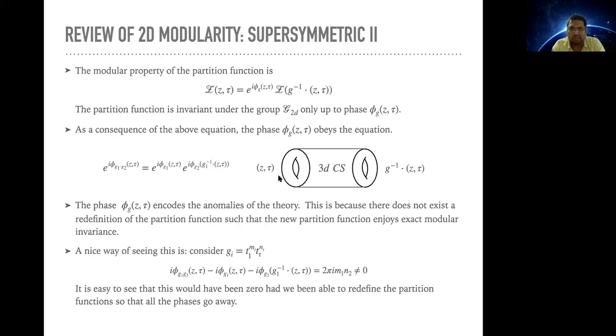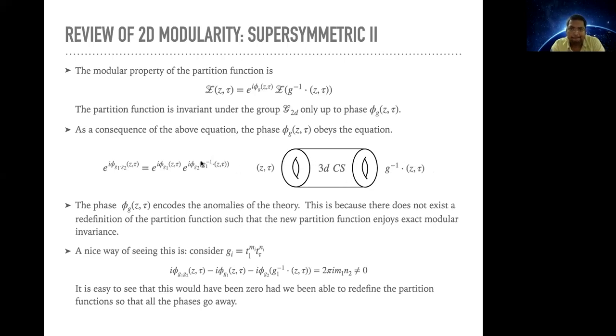So you have a torus of these parameters, and you have another torus with the parameters related to this one by a large transformation. By G, I'm including both diffeomorphisms as well as gauge transformations, so together I'm just calling it a large transformation. And in this mapping cylinder, if you evaluate classically the three-dimensional anomaly Chern-Simons three-form, then you would get this phase e to the i phi g.